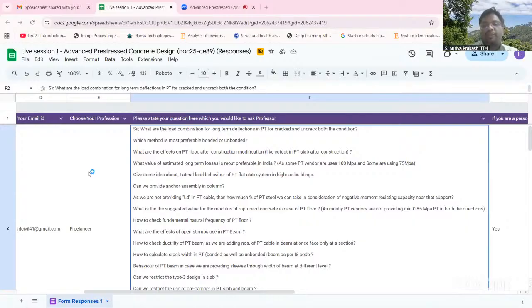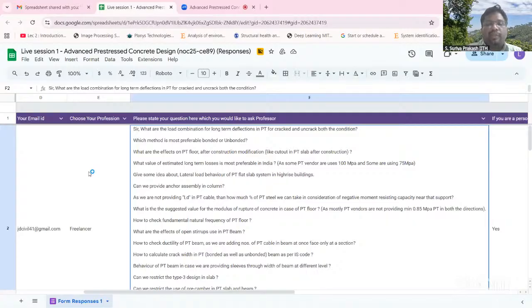Correct, absolutely. 0.7 square root of fck plus the bending component of the pre-stress plus the axial component of the pre-stress you should take, but not by increasing the modulus of rupture, because it's purely a material property. Again, the next question is how to check the fundamental natural frequency of a PT floor.